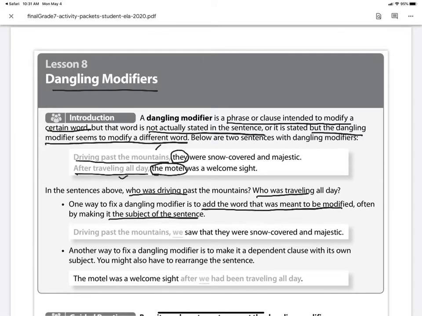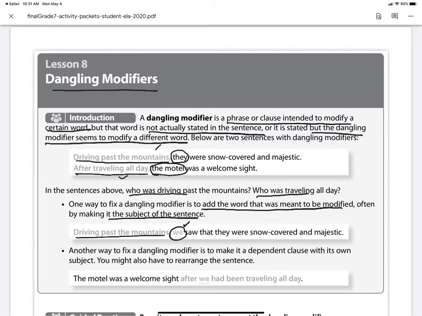Like for example, this one, we inserted we. Driving past the mountains, comma, we saw that they were snow-covered and majestic. So here, we is the correct one that was being modified by driving past the mountains.